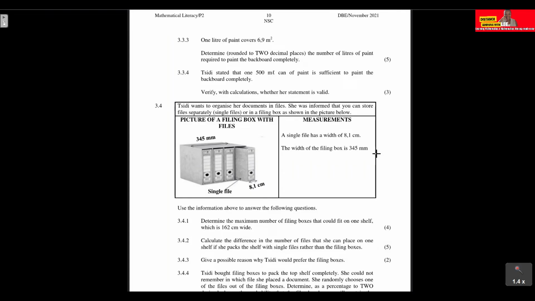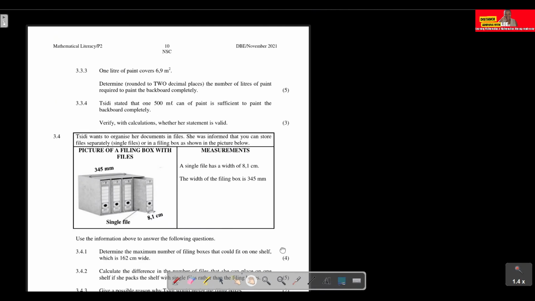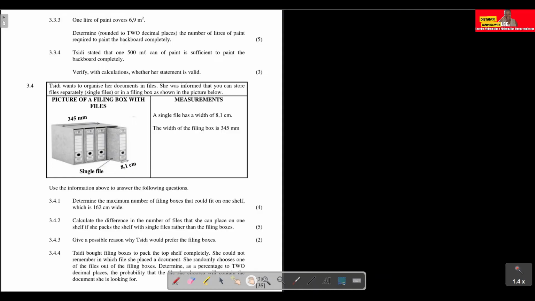covers an area, okay? So when you see that meter squared, that means that we're talking about area. So 1 liter covers an area of 6.9 meters squared, right? Determine, rounded to 2 decimal places, the number of liters of paint required to paint the backboard completely. Okay, so here, guys, you need to be very careful.